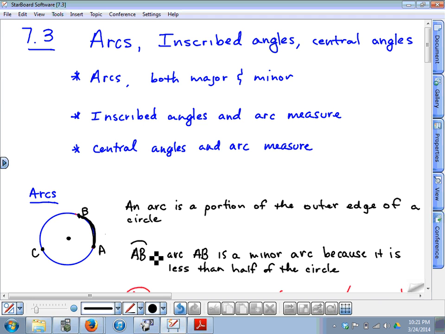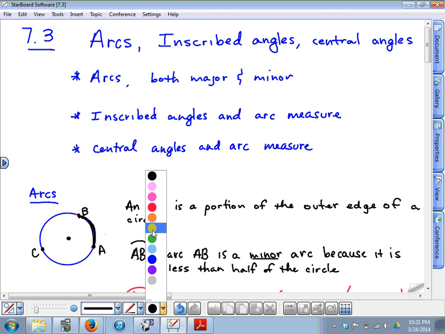Now, this in particular, arc AB, is a minor arc, because we notice we haven't gone very far. We've certainly gone less than half of a circle. And so that's what a minor arc is. It's less than half of the circle. Now, as you might guess, going around more than half a circle is a major arc. Now you have to be careful about how you describe this.